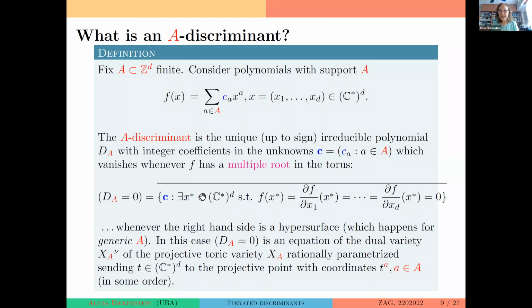This is equivalent, so any f can be identified with a hyperplane section on X_A, and this is the condition that the intersection is contained in the tangent space. So the hypersurface contains the tangent space at the point of intersection.